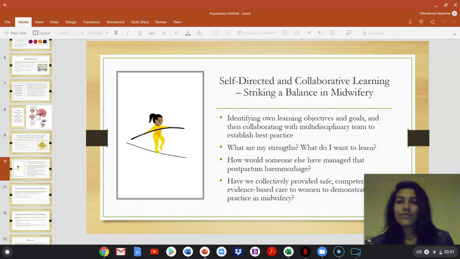The other thing is knowing when to strike a balance between self-directed and collaborative learning. It is so important for adult learners to be self-directed, definitely. So knowing your own objectives and goals is so important, but it's also really important within midwifery to collaborate with your colleagues and your peers to further develop your learning, because I have strengths and I've got things that I want to learn, but how would someone else have managed that situation, and can I get some tips from them? What kind of knowledge could they share with me? They might know something that I don't know. So being open to collaborative learning, and striking a balance between self-directed and collaborative learning, is so important. And I think that I've encouraged that within the midwives that I work with.